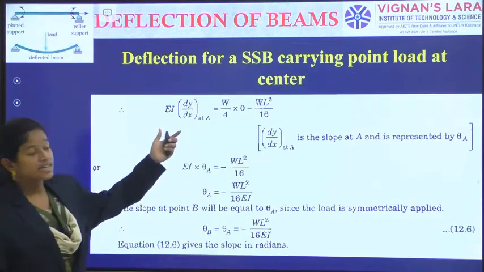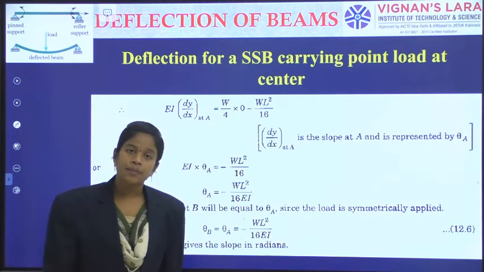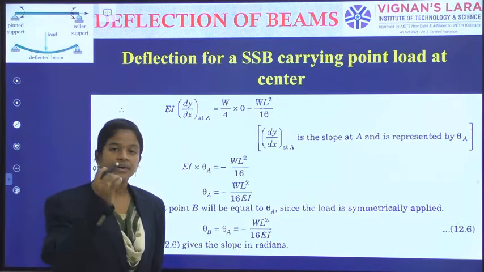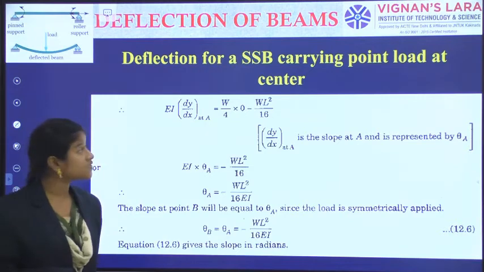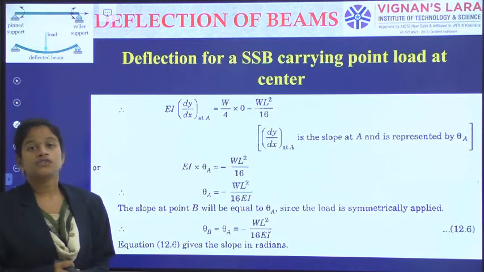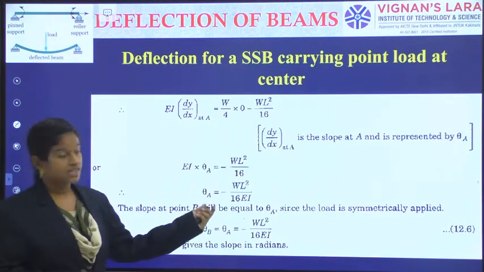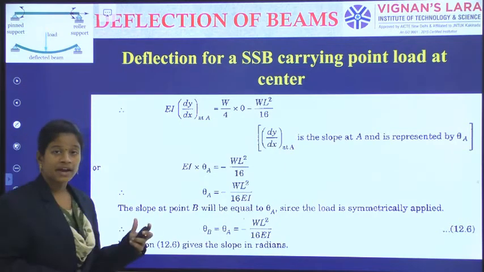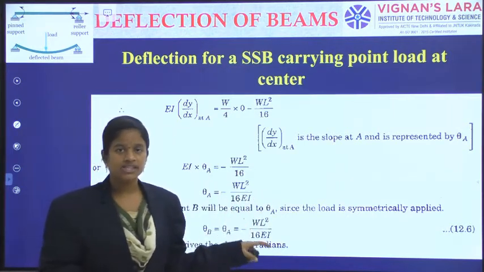The next thing is substituting x locations, boundary conditions and calculating the slope at A. EI dy by dx at x is equal to 0, corresponding to A, is W by 4 into 0 minus WL square by 16. As dy by dx at A is indicated as slope at A, this is equal to theta A, and theta A is equal to minus WL square by 16 EI. Yes, minus WL square by 16 EI is the slope at A. Similarly for B also, slope at B is minus WL square by 16 EI.